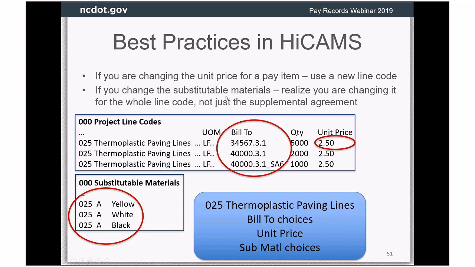And if you change the substitutable materials, just realize you're changing it for everything. And so you can do it, but if you don't want to change it for everything, if it's really important to keep it separate, you can make a new line code just for that piece of quantity that you want to restrict to certain substitutable materials.